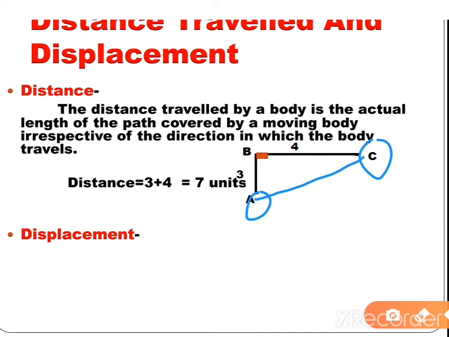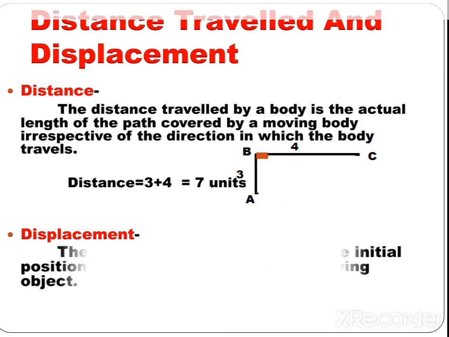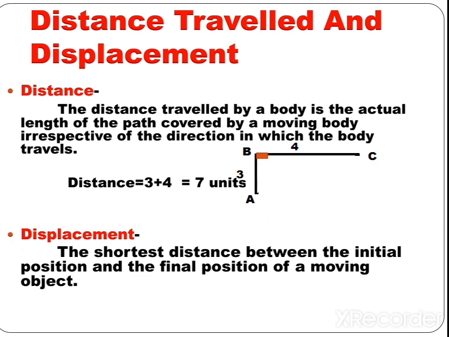And this distance AC we can calculate by using the Pythagoras theorem. After calculating, this distance becomes 5 units. Okay. So what is the displacement? It is the shortest distance between the initial position and the final position of a moving object. So the distance AC is 5 units.